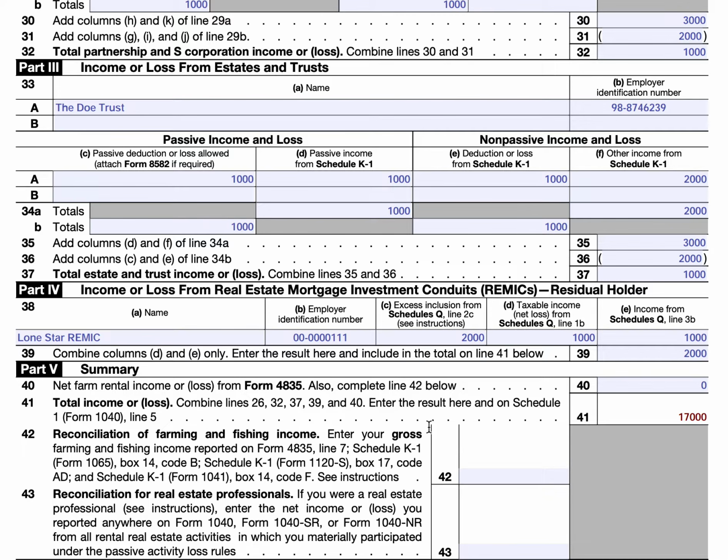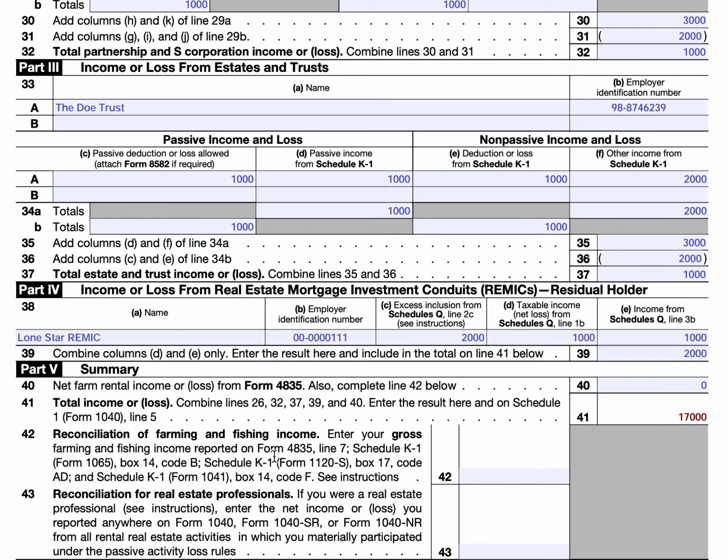Well, generally, farmers and fishermen will avoid any underpayment penalties if their gross farming or fishing income for the current tax year or the previous tax year was at least 2/3 of their total gross income, and if they file their tax return and pay their taxes due by March 1st of the following tax year. So this basically is a placeholder for farmers and fishermen to reconcile their farming and fishing income.